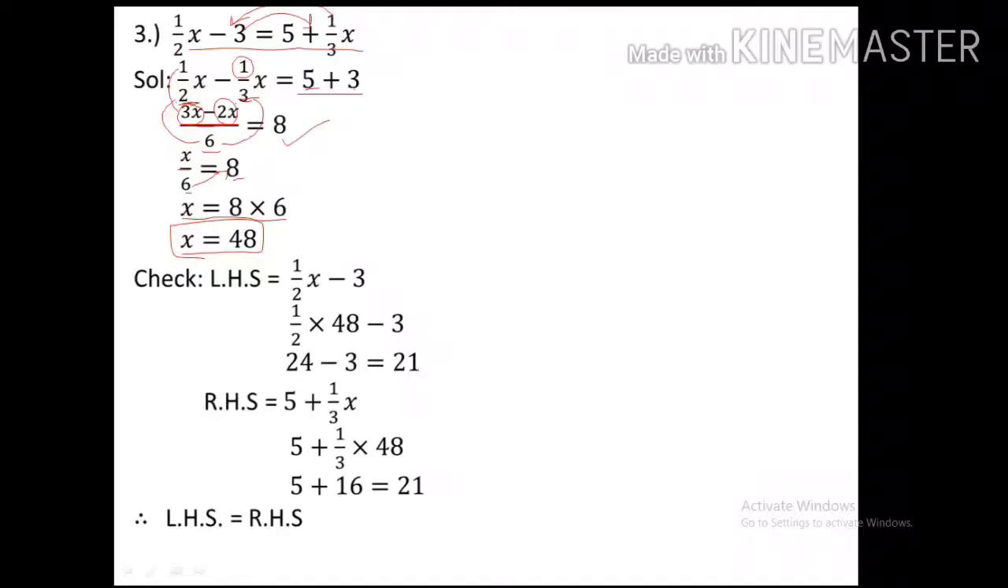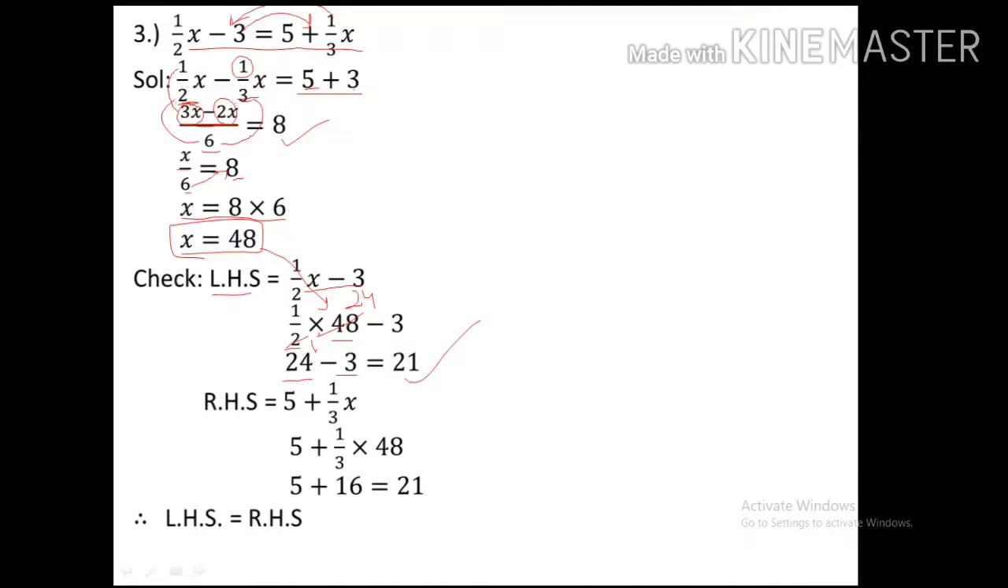First of all we have to take the LHS part, that is 1 upon 2x minus 3. So we will write 1 upon 2 into, at the place of x we have to put 48. Now minus sign and then 3. Now 2 1 ja 2, 2 2 ja 4, and 2 4 ja 8. When we solve, it will come 24 minus 3. When we solve, it will come 21.